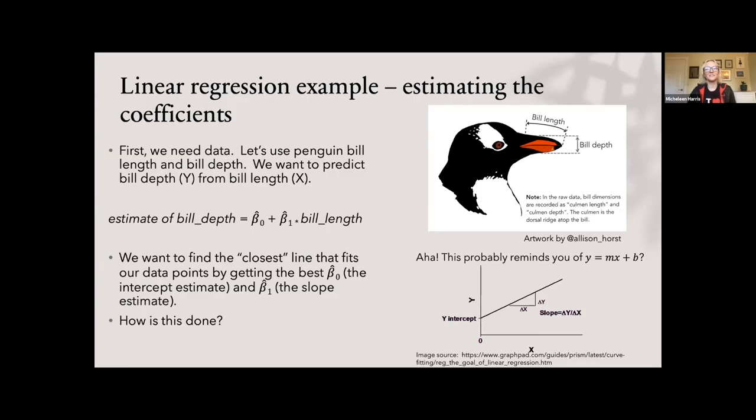This should look pretty familiar because of our classical y equals mx plus b, where one unit change in x will give us a certain change in y. This corresponds to our slope, or our beta 1 estimate, right?